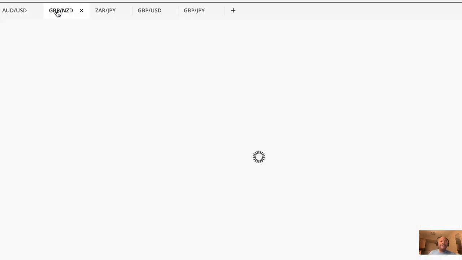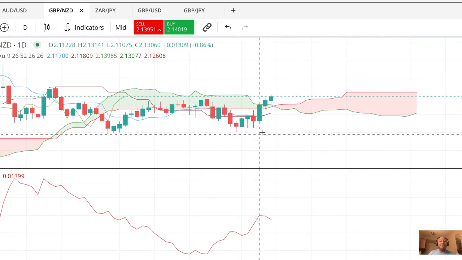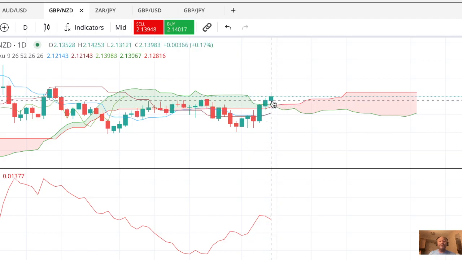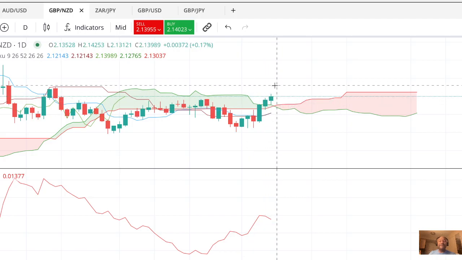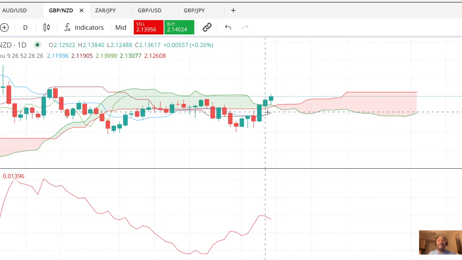All right, so next is the Great British Pound Kiwi pair. This has just broken the cloud, yesterday actually. On Monday, it broke the cloud here. So now we are in a strengthening trend for the British pound against the Kiwi. The Kiwi is getting weaker here. This is known as an Ichimoku twist. What's happening is the conversion line and the baseline are together. They're kind of twisting, undecided, but according to the price action here, it's broken the cloud.